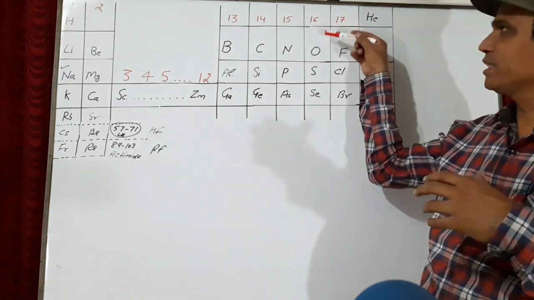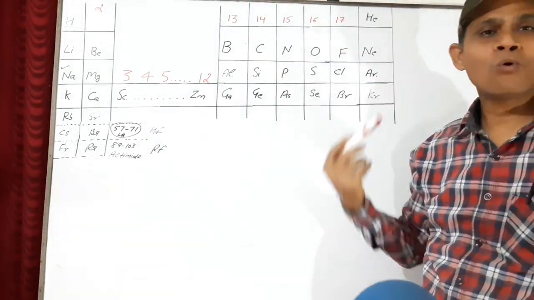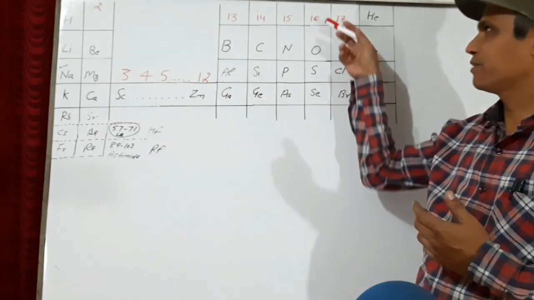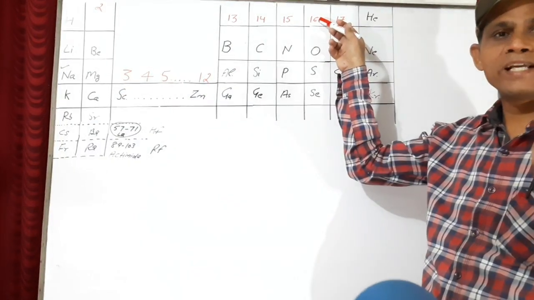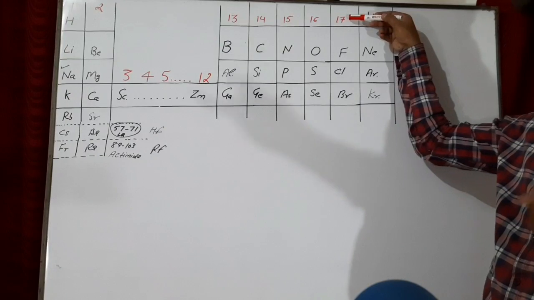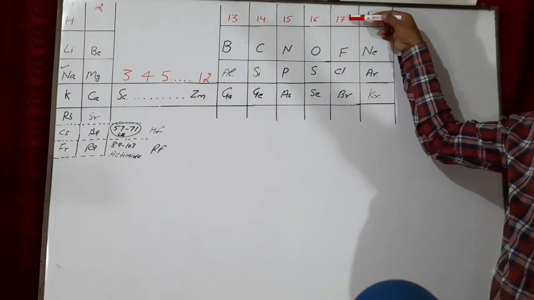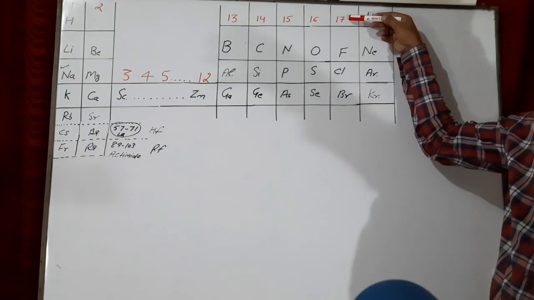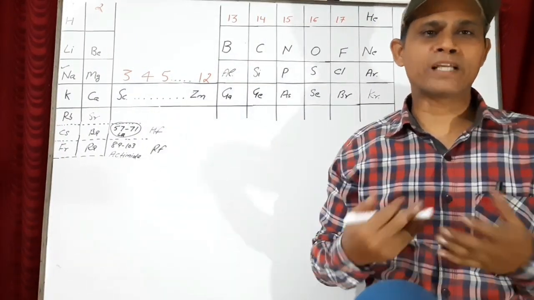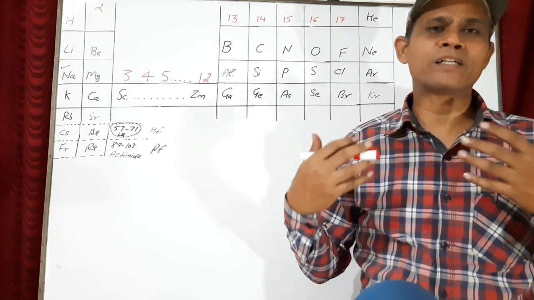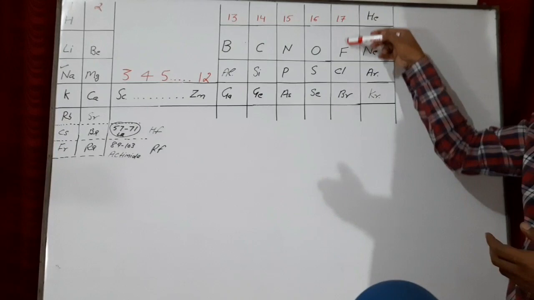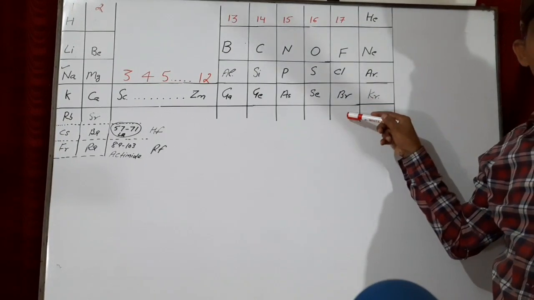Group number 16 is known as chalcogens because these elements are ore forming elements. Then group number 17 is there. Group number 17 is also important because they form salt. They are salt forming elements, and salt forming elements are also known as halogens. So group number 17 is known as the halogen family.